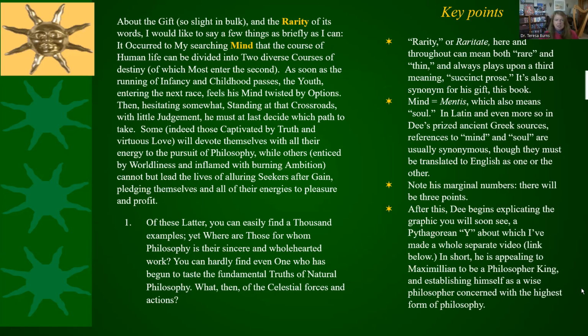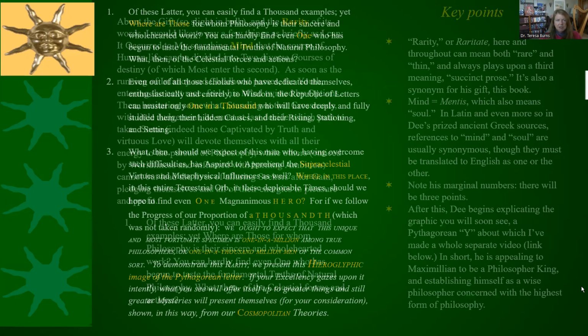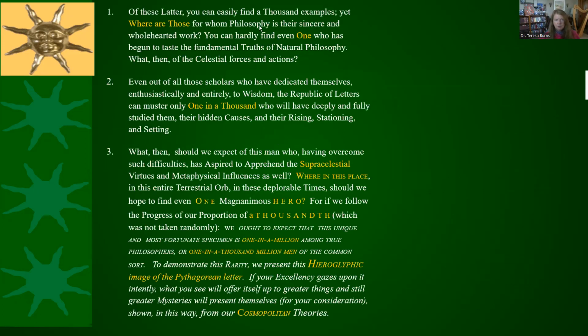So after this, Dee is going to launch into a graphic that you'll see in about 2 more slides, or actually maybe the next one. And as I mentioned, I've made a whole separate video on it. So he's appealing again to Maximillian to be a philosopher king. So this is one we just read. What's number 2? It's this.